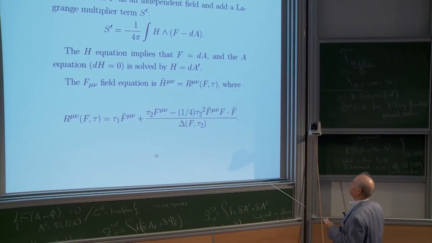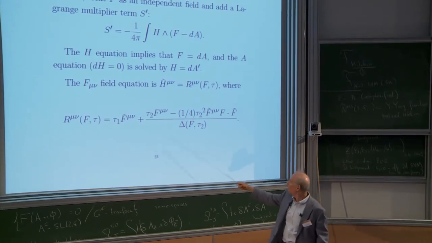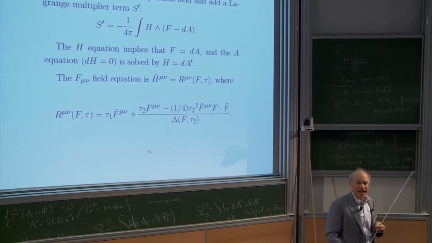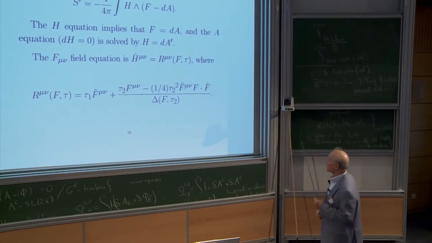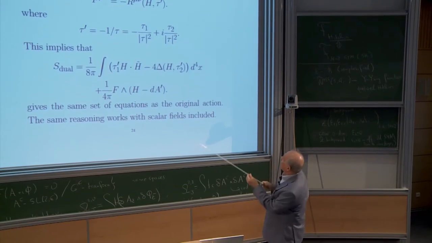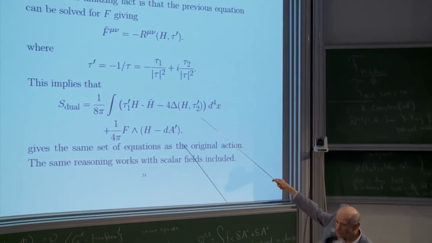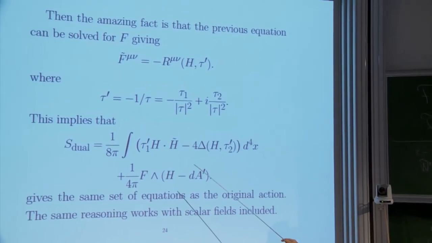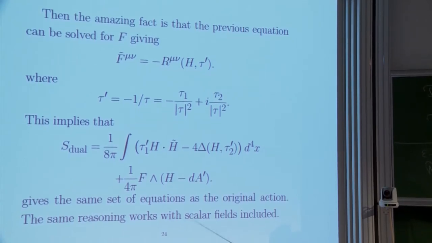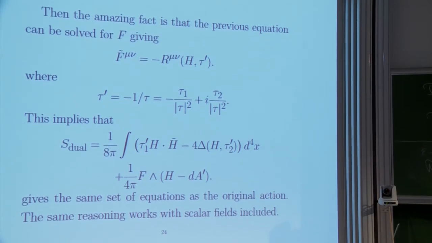Now, to demonstrate S duality, what you need to do is to solve this equation for F in terms of H. As you can see, that looks like difficult algebra. The amazing thing is you can do it. And the answer is that F, or the dual of F, is given by the same function of H and tau prime, where tau prime is minus 1 over tau. And so that means that there's a dual action written here, which gives all the same set of equations. And so that is the S duality of the theory.